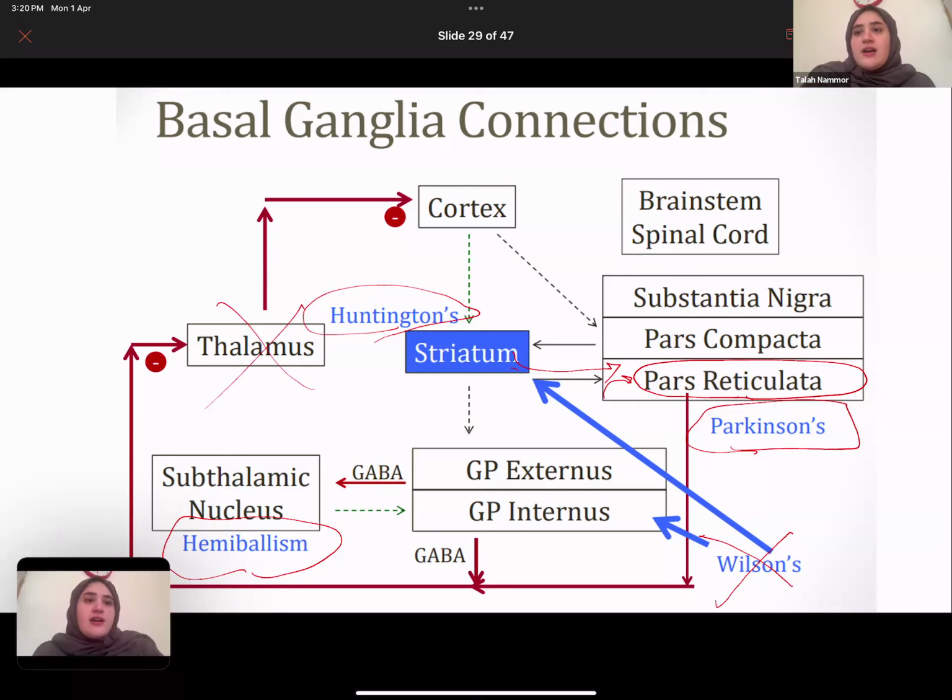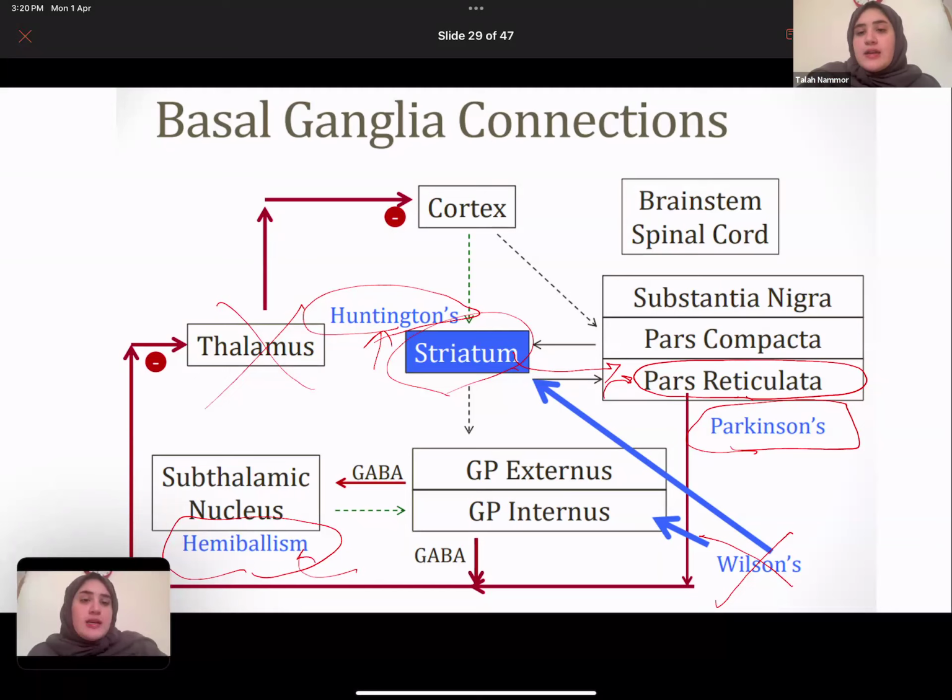Another disease we have is Huntington's. The problem with Huntington's is the striatum. So the striatum is going to be affected, and because the striatum is affected, it's going to become hyperkinetic. Hyperkinetic means it's going to have more. The D1 is going to be the dominant one, and it's going to cause a lot of chorea, unwanted movements. And we have hemiballismus.